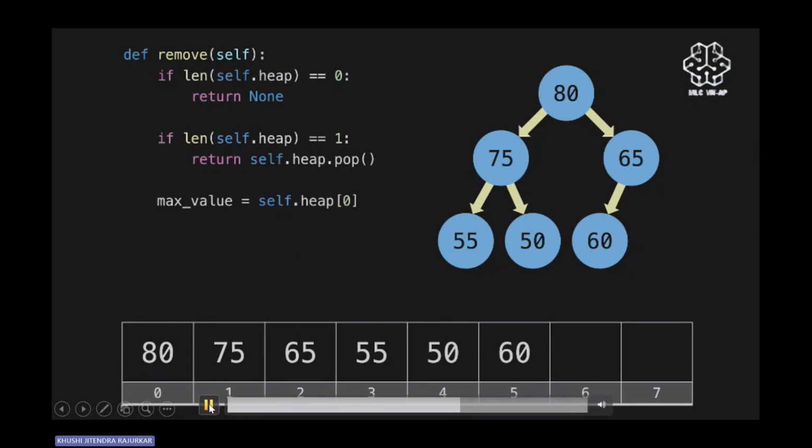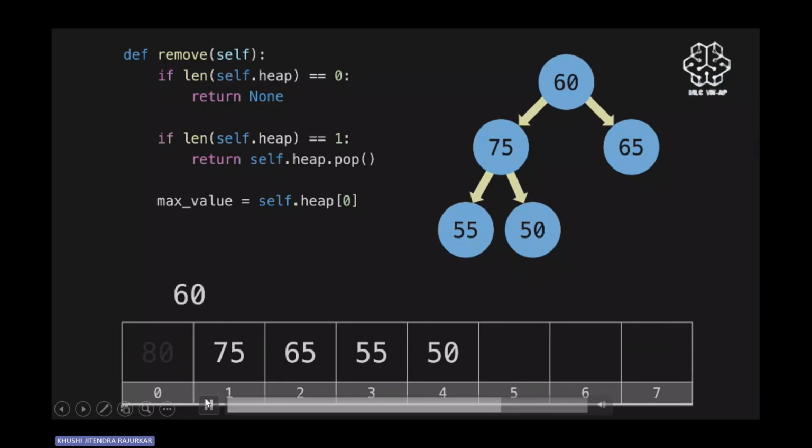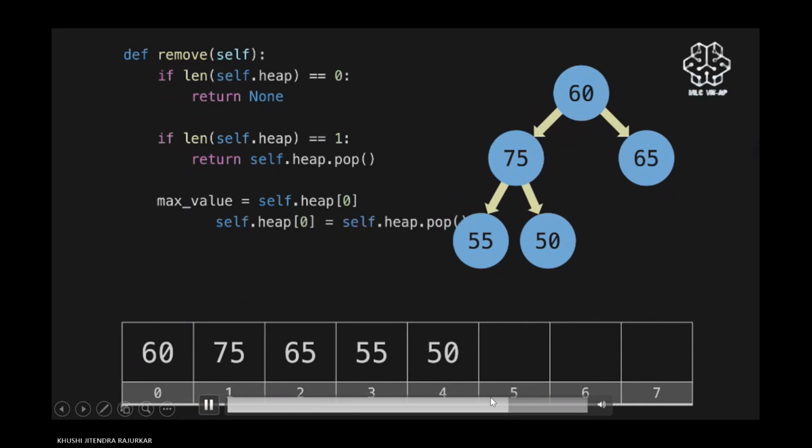Now take a proper look at what we are doing here. In order to carry out our remove operation, we shall be using the help of a variable. We shall be declaring a max value variable here, and this max value variable will be equal to the value at index 0, which shall be heap 0. And after that, we shall have to get rid of the element that's at index 0. For that, we'll be doing something really interesting. Just take a proper look here. Heap 0 will be equal to self.heap.pop.